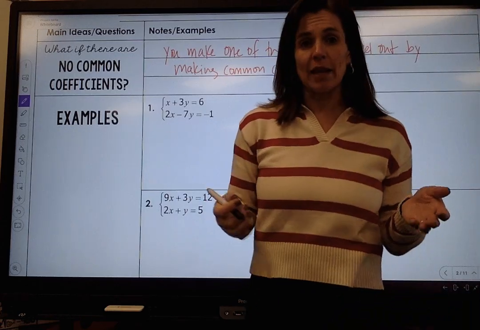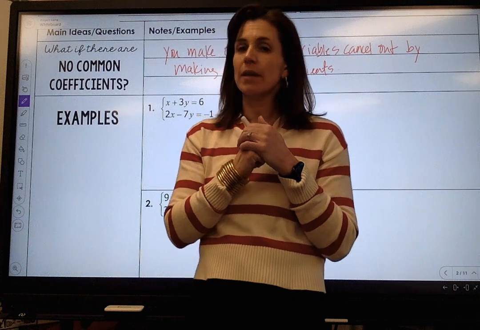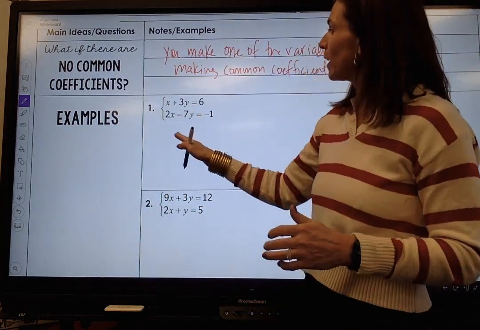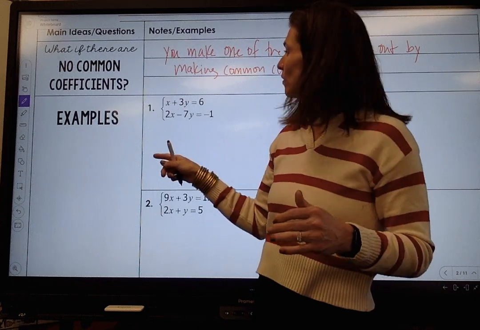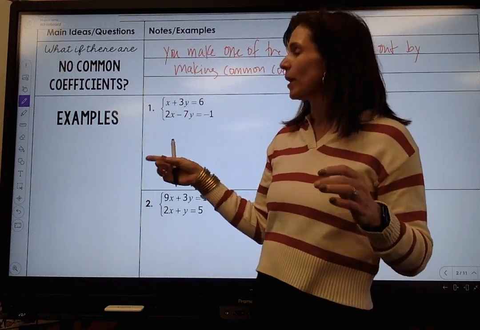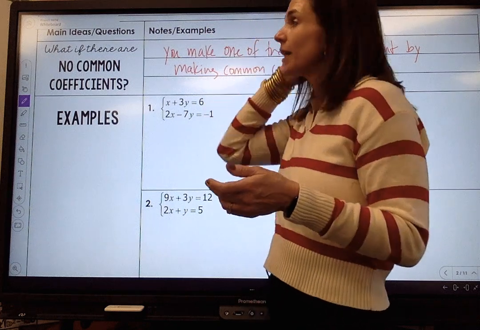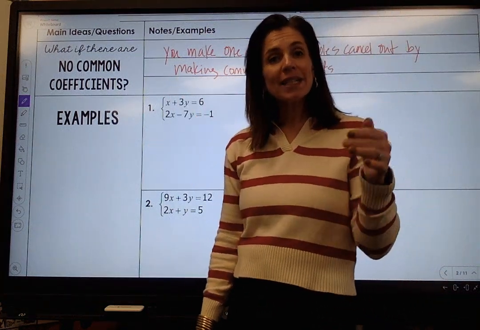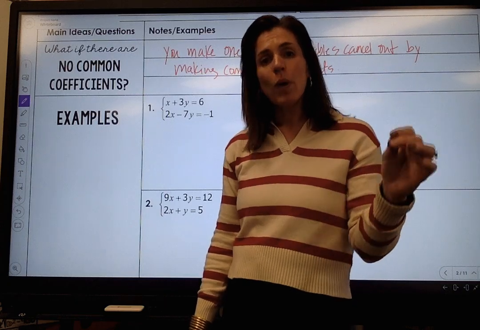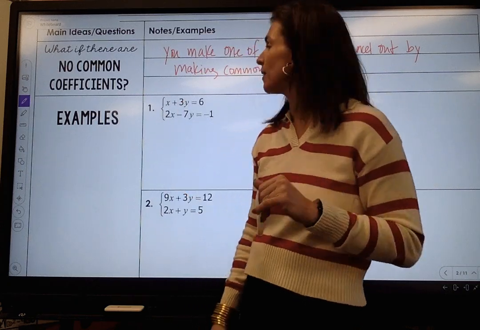So the rules are the same. We still want my x's lined up, my y's lined up, and my constant terms lined up. That doesn't change. But if you look here, it's not as simple for me. X doesn't cancel out, y's don't cancel out, and before I could just multiply one by a negative to get it to be a common coefficient, but here I can't. So now you're going to identify the easiest way to create a common coefficient. There's always going to be an easy one.